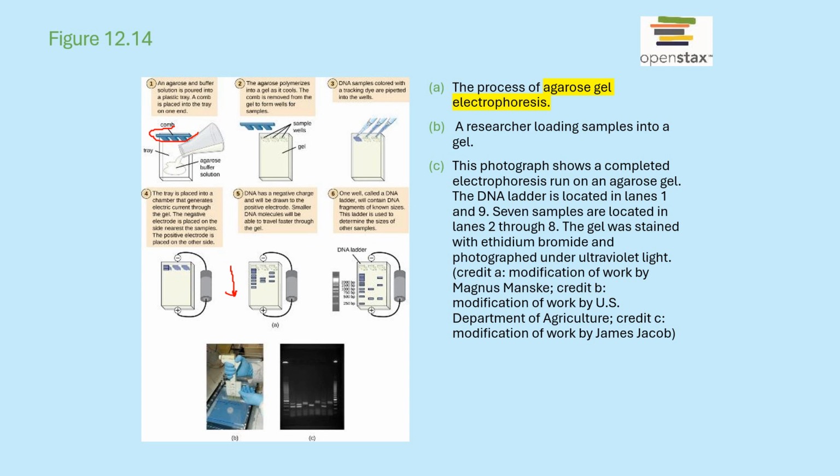Oftentimes you soak the gel in a stain, and then you look at it, sometimes under UV light, depending on what stain you're using. And you notice a pattern. In one of the lanes, you always put some controls. And then you're going to look at the different fragments on here. You'll compare from one lane to another the different little fragments that are there.